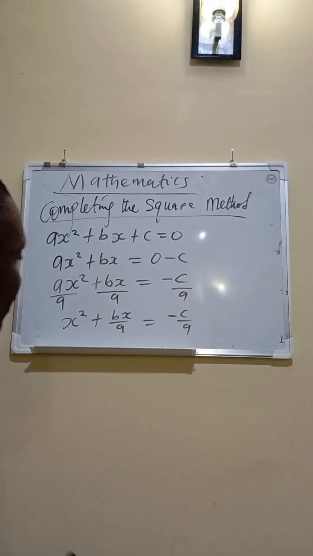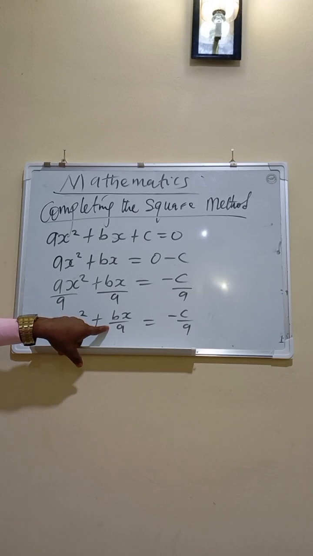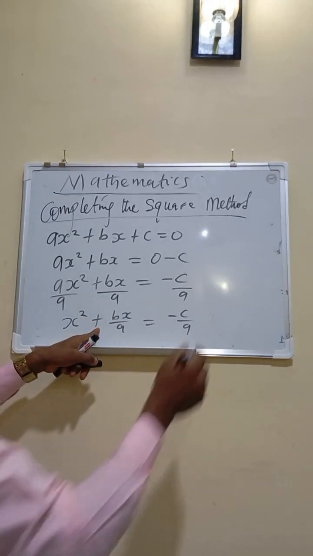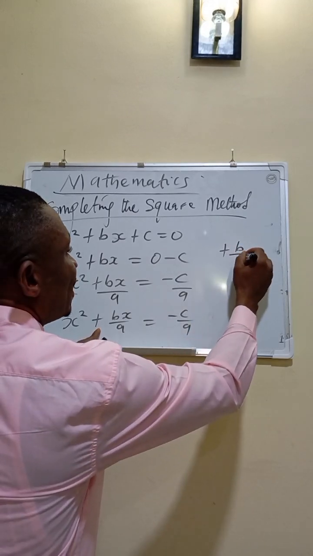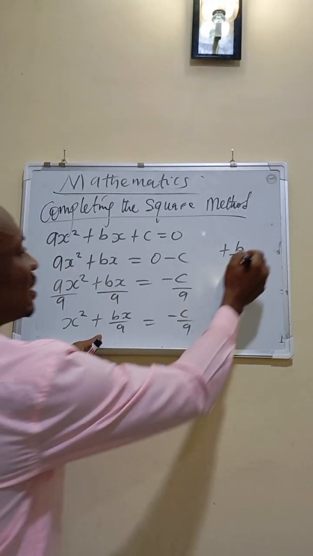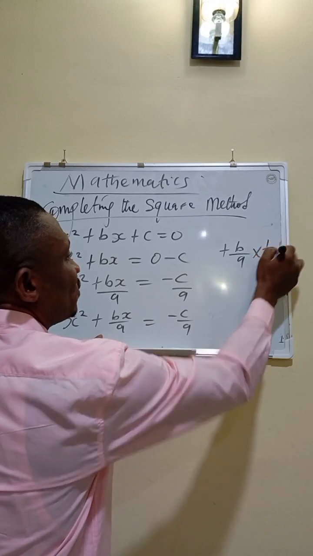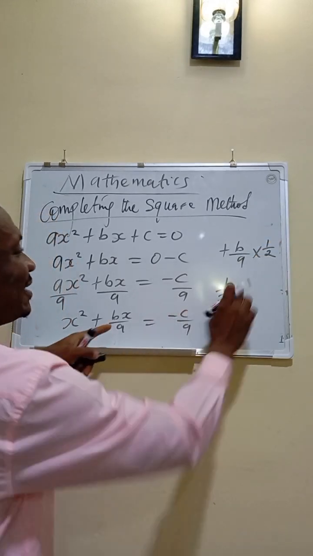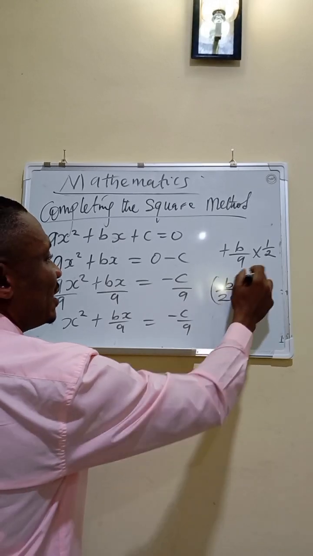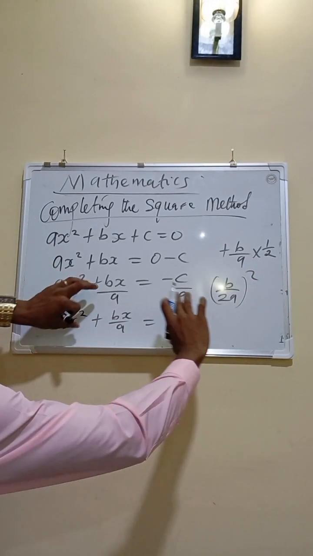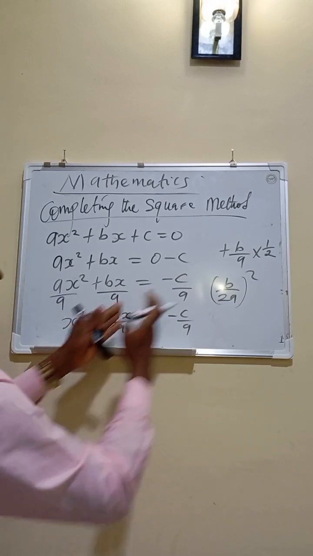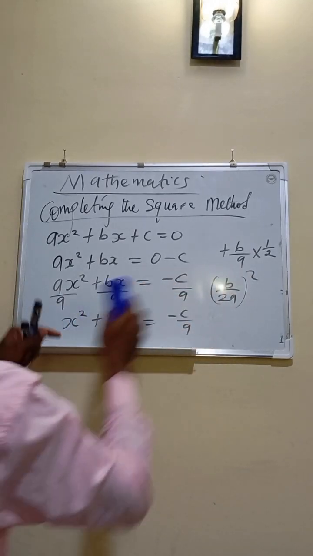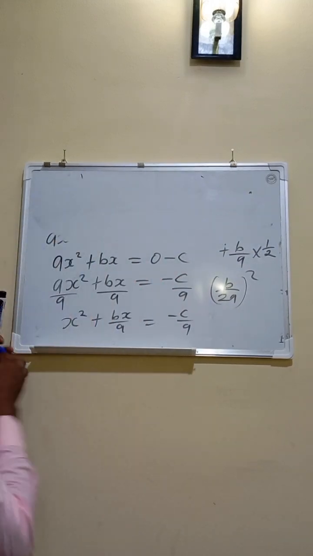The next step is to obtain half the coefficient of x. What is the coefficient of x here? It is plus b over a. So what is half of it? Half here, you multiply it by 1 over 2. It will give you b over 2a. Square it and add it to both sides. We have two parts in this equation, this side and this, so add it to both sides. So once you do that, what are you going to have? You will have something like this.